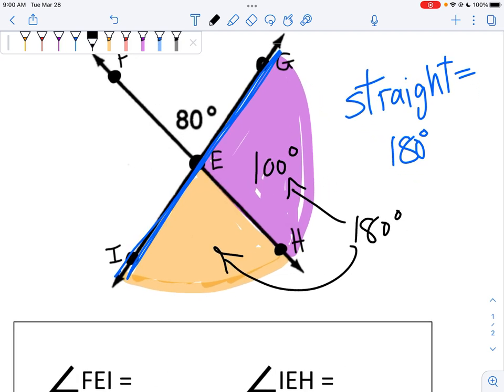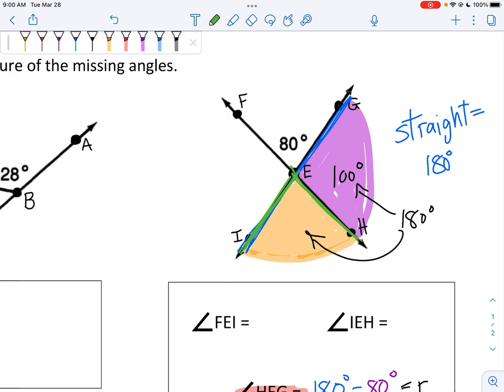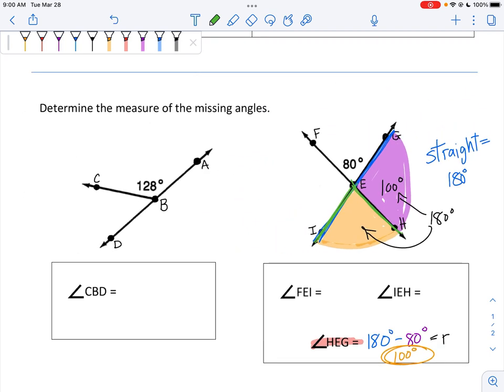And that should be angle, let's see, either I to E to H, or you could go the other direction and say H to E to I. That's the gold angle. All right, give it your best shot. See how you do on these. We'll go over it in class on Wednesday.